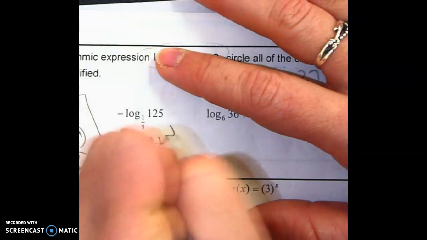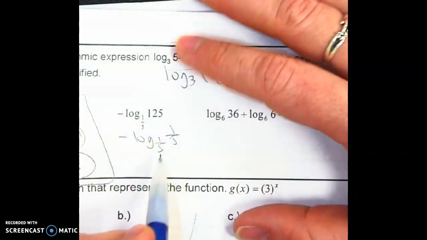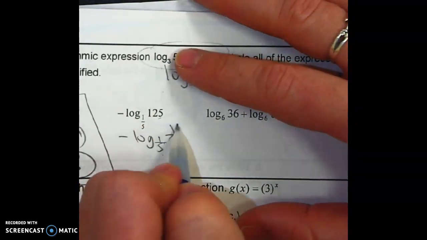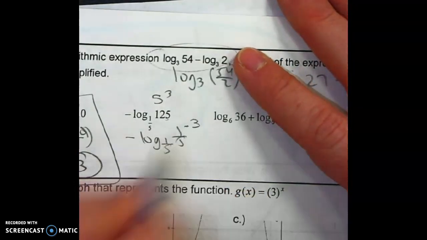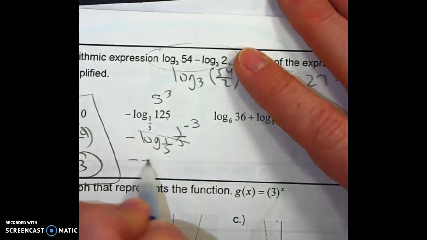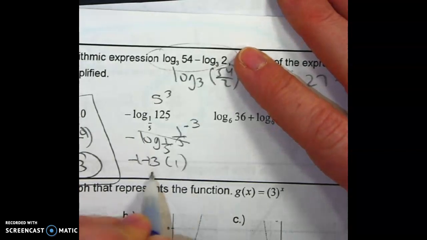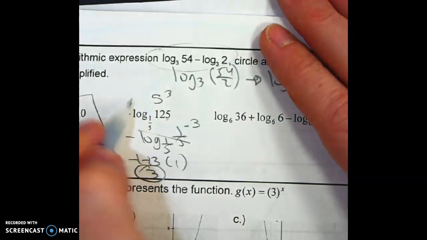This one, negative log. If this is 1/5, I make that 1/5. If it's a fraction but that's a whole number, there's going to be a negative involved. And I know 5 cubed is 125. Little turns big. 3 times 1 is 3, so that one also works.